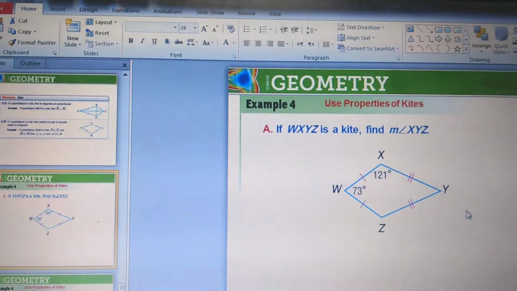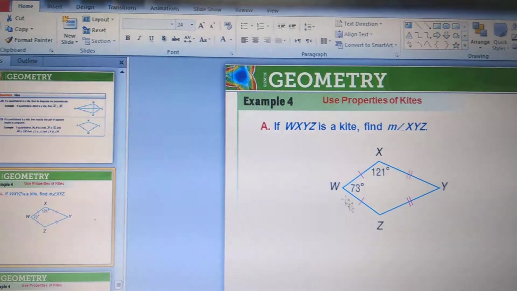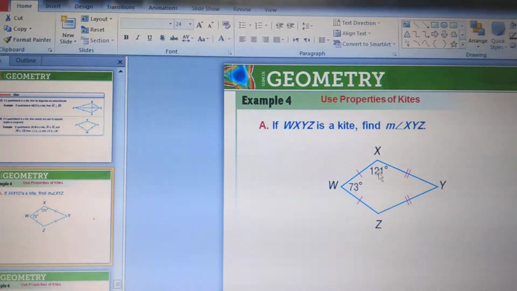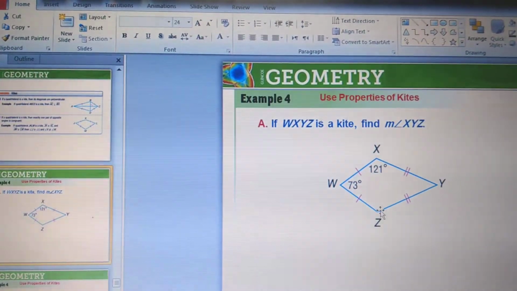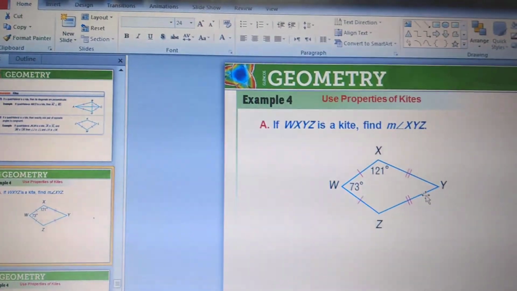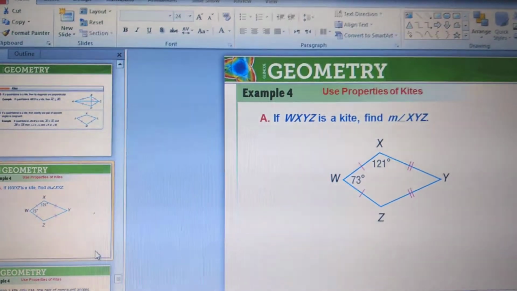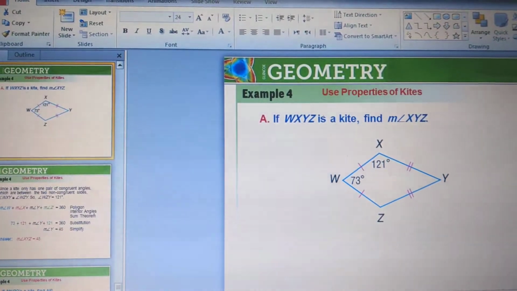XY and XW are not congruent. And YZ and WZ are not congruent. This means angle X and angle Z are congruent angles. Then you add them all, and for the one you don't know, you say angle Y. Add them and subtract from 360. You get the answer directly.